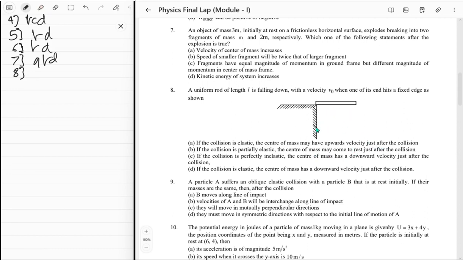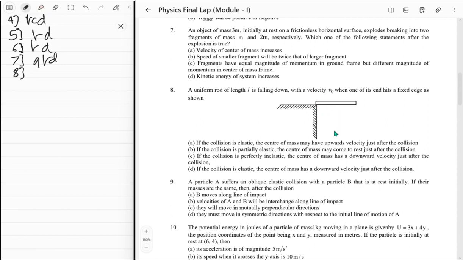So A: may have upwards velocity just after collision. Upwards velocity? What? No, the center of mass is moving like this, so it cannot have upward velocity. That's wrong. Is it hinged here? It's not hinged, I guess. Oh, so it's falling down with velocity V naught when one of its ends hits a fixed edge. So it's just applying a little normal force here, and then friction.